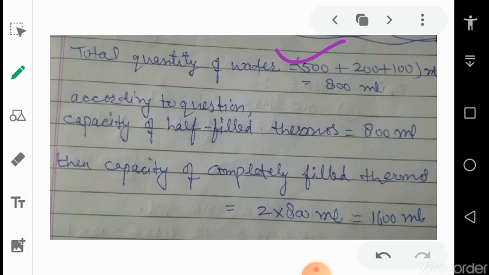So the capacity of half filled is 800 ml, then the capacity of the completely filled thermos will be 2 multiplied by 800 ml, that is 1600 ml. Now the answer can be in ml or you can convert it into liter also. If 1600 ml is converted into liter, then it will be 1 liter and 600 milliliter. It is not so important, you just have to do the addition and multiply. And 1600 ml is the right answer.